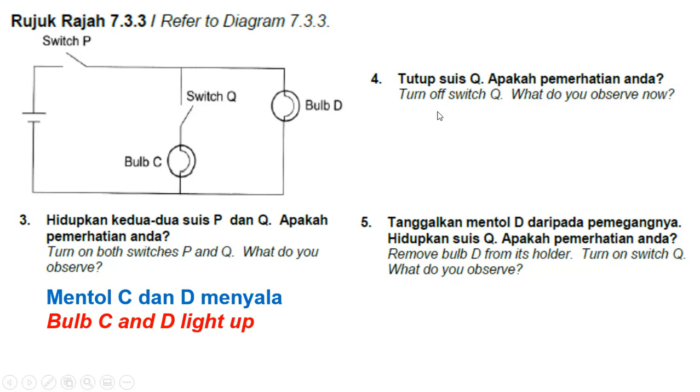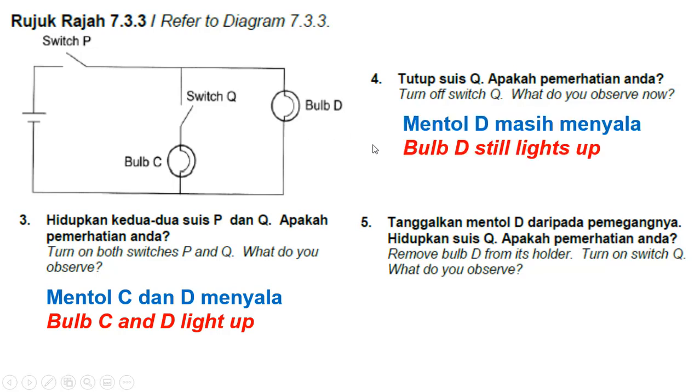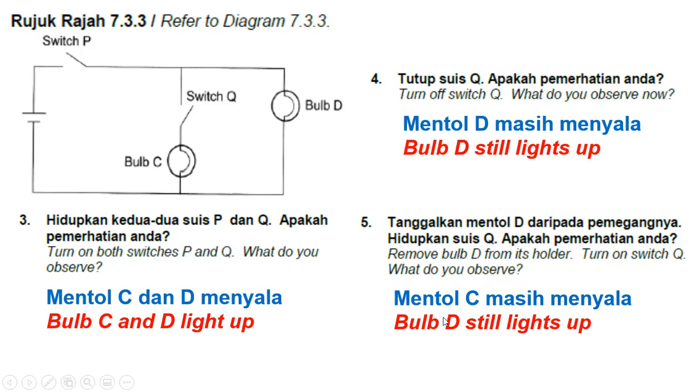Now switch off switch Q. What do you observe now? Current can still flow from the battery and pass through bulb D, so bulb D still lights up. Now remove bulb D from its holder and turn on switch Q. Current flows and this time moves through this path through bulb C, so bulb C will light up.